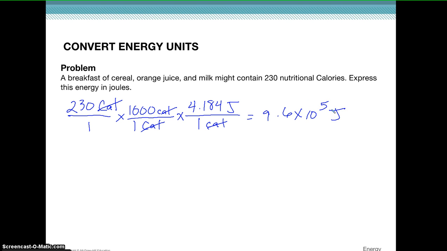Now you'll notice that's a really big number. A lot of times we will use kilojoules instead of joules, so the numbers are a little bit smaller and easier to work with, and there are 1,000 joules in 1 kilojoule. So kilo is our prefix just like any of our other metric prefixes. So we will use that conversion factor as well.